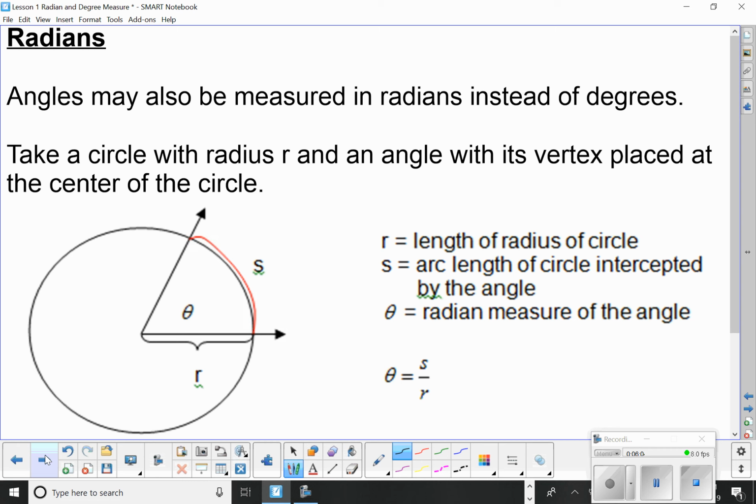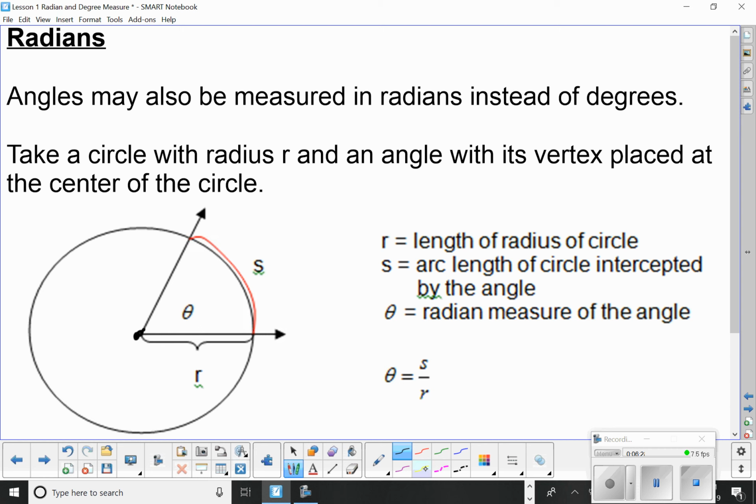So, to explain what a radian is, we're going to take a circle with a radius r and an angle with its vertex placed at the center of the circle. So here's the center of my circle. R is equal to the length of the radius. S is the arc length. Theta is the angle in radian measure.